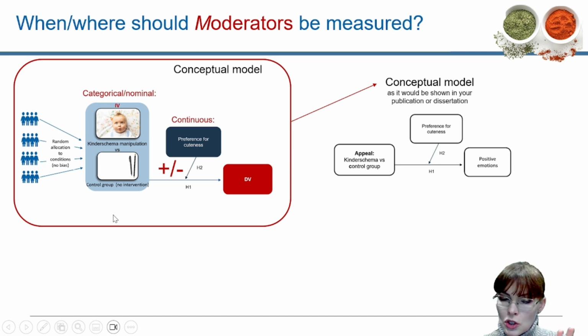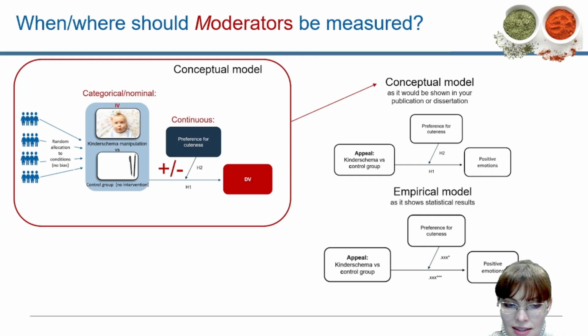What I've been showing you before was pretty much the conceptual framework, right? Because this is how we are conceptualizing research. However, your real conceptual framework as it would appear in your publication, in your dissertation, would look more like this. It would not have colors, which I use here for educational purposes. It would be more black and white, and you would describe it in a simpler way. You would say your appeal is kinder schema versus control group. Then you would state your dependent variable, and then you would show the hypothesis.